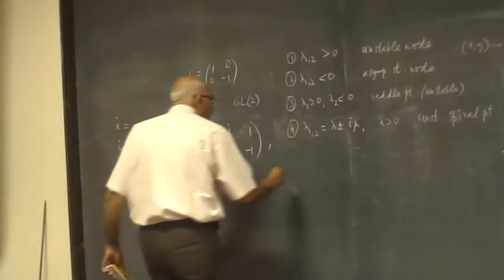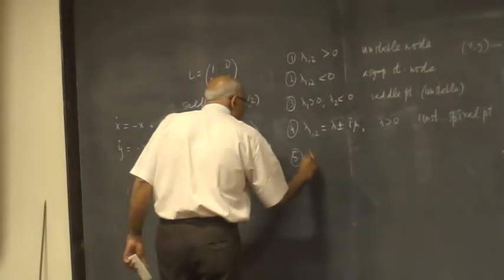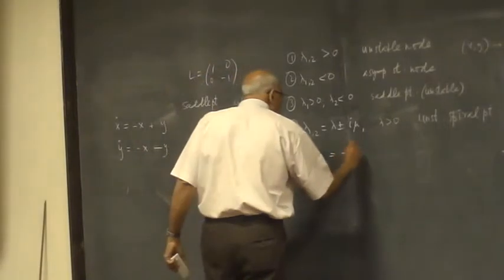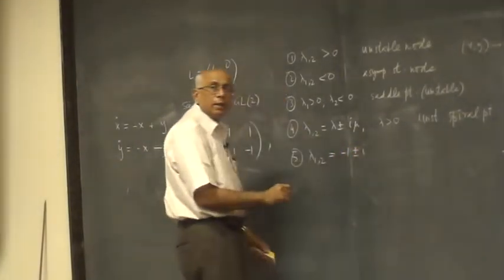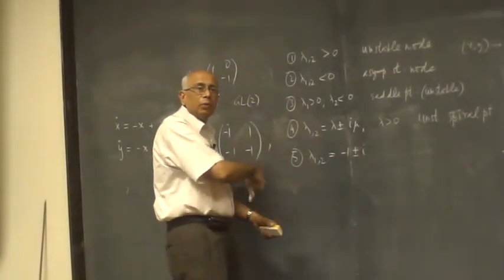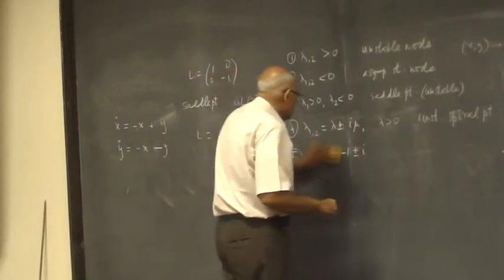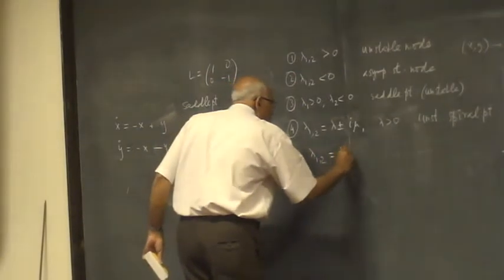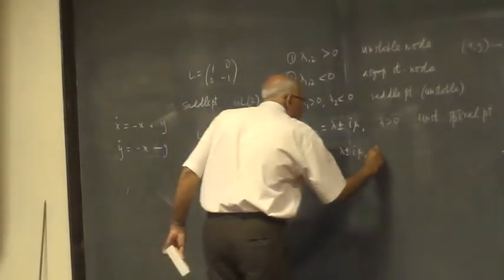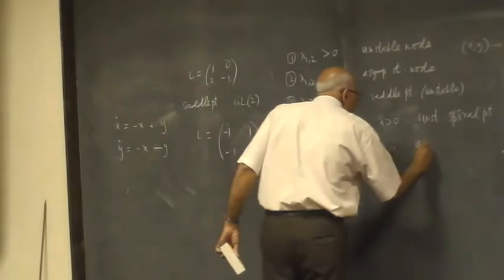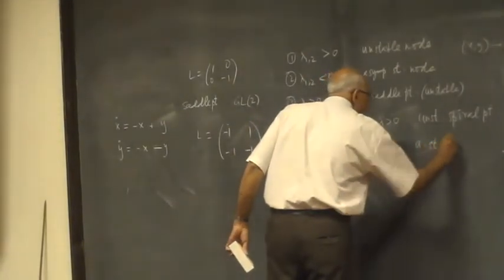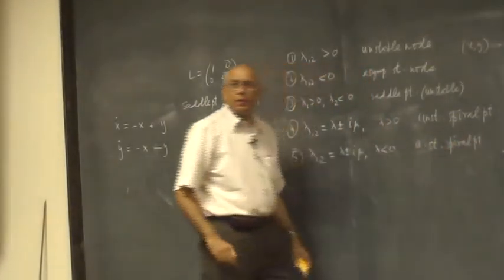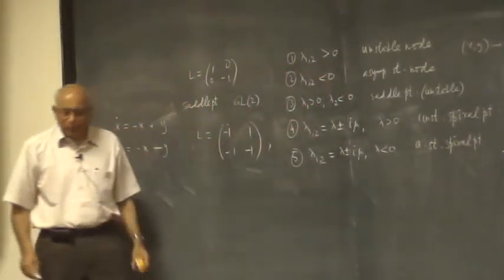Right? So now the eigenvalues will be lambda 1, 2 equal to lambda plus or minus i mu, in this case with lambda minus 1. And the arrows would be reversed. Everything would flow in. So lambda 1, 2 equal to lambda plus or minus i mu, lambda less than 0. This is asymptotically stable. The arrows go in.